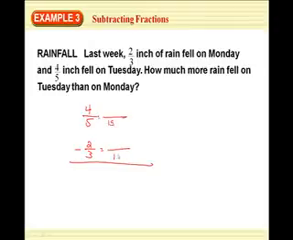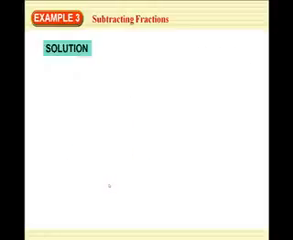So again, when we're subtracting, we have to have common denominators. For 3 and 5, that's going to be 15. Times 5, that's going to be 10. Times 3, that's going to be 12. So now be careful because we're subtracting. 12 minus 10 is 2. So 2/15 of an inch more fell on Tuesday than Monday.